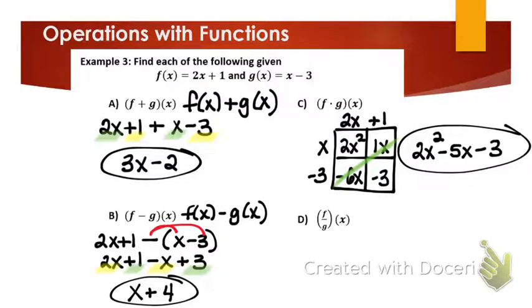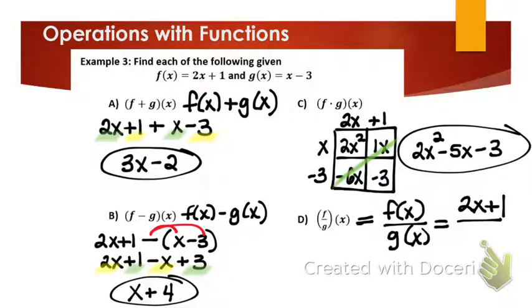So for division, all we're going to do is write it as a fraction. And the numerator will be your f of x, and your denominator is g of x. So f of x is 2x plus 1. G of x is x minus 3. And that would be your final function. That's your function. We can't do anything else with that. But I do want you to write the domain of this function. So take a minute, write the domain of this function to see if you got that.